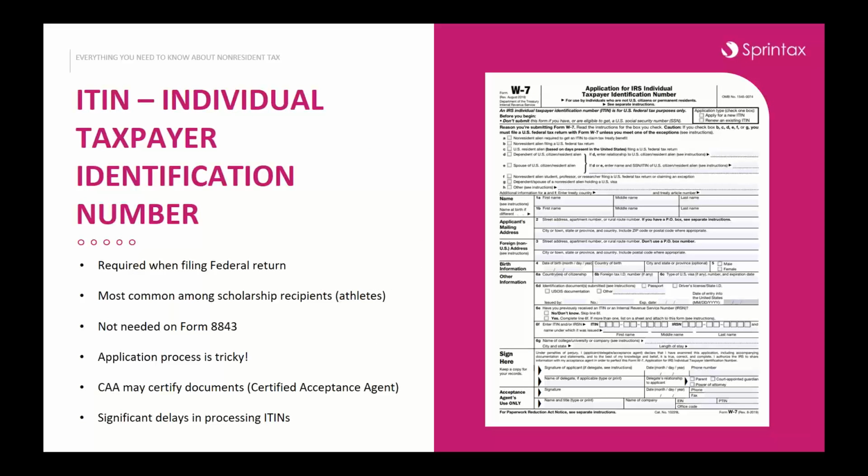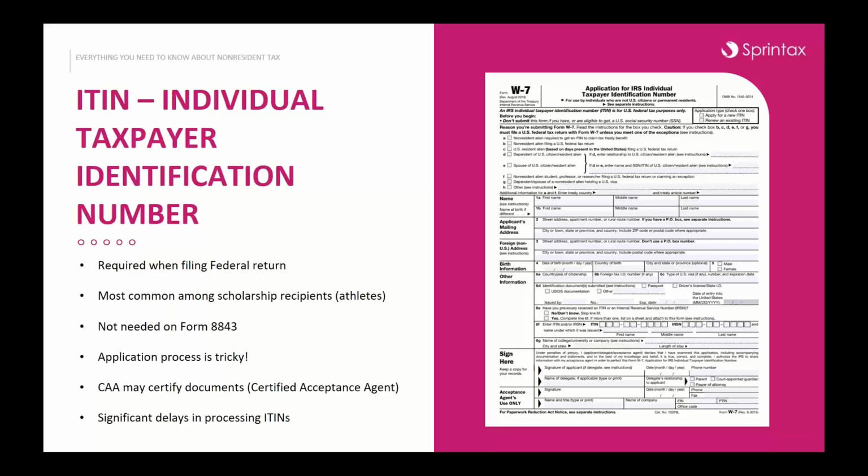Looking at the ITIN then, or the Individual Taxpayer Identification Number. When an individual is required to file a federal tax return, they will either need a social security number or they will need an ITIN. Where the ITIN is often required is if an individual has received taxable income during the tax year and needs to file a federal tax return, but they're not eligible to receive a social security number. So, for example, it can be pretty common in scholarship recipients such as athletes. For anyone who just needs to file Form 8843 and doesn't need to file a federal tax return, you won't need a social security number or an ITIN.